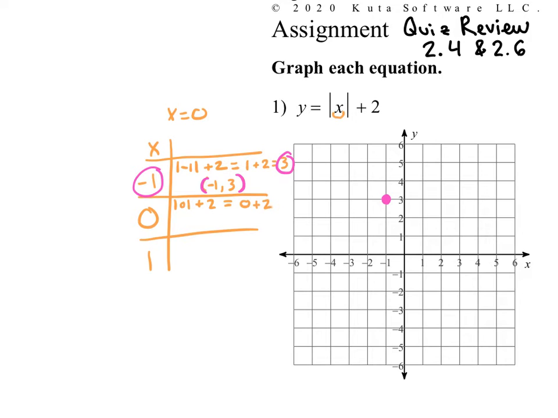Plus 2, which is 2. So then what's our point here? 0, 2. So we stay at 0 and go up 2.